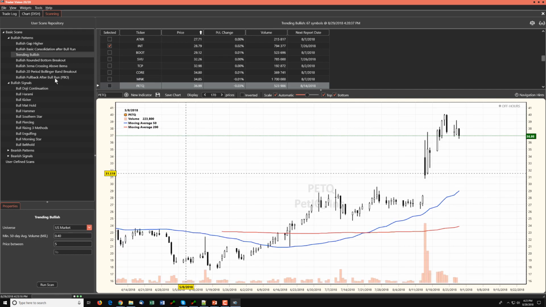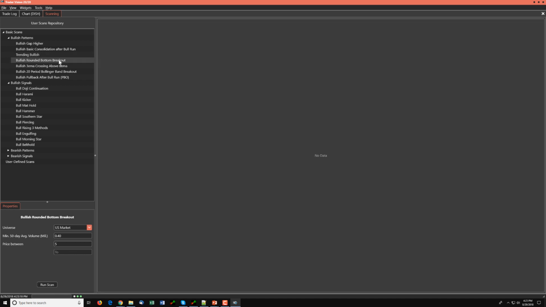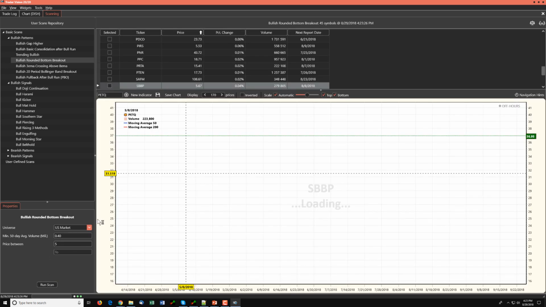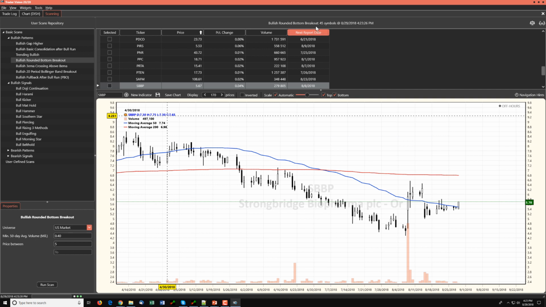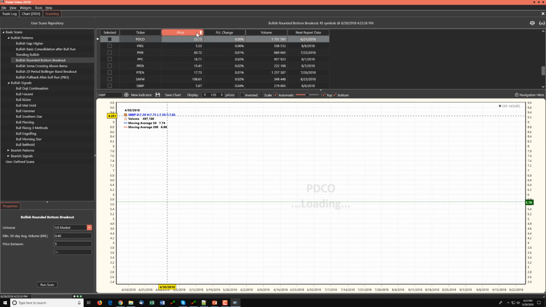And then you would go on to another scan. For example, since Rick's in the room this evening and the rounded bottom breakout's his baby, let's run that scan, see what we find. It comes up with 45 symbols in the rounded bottom breakout. Let's just go through those. Again, let's sort this by price.